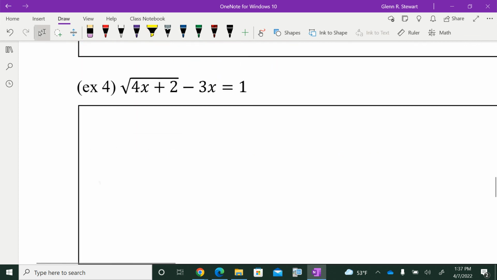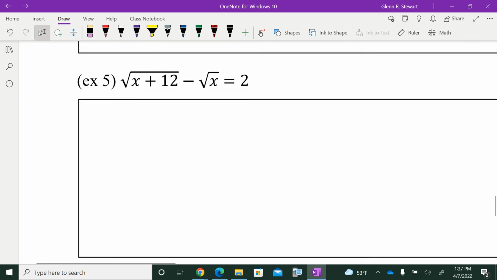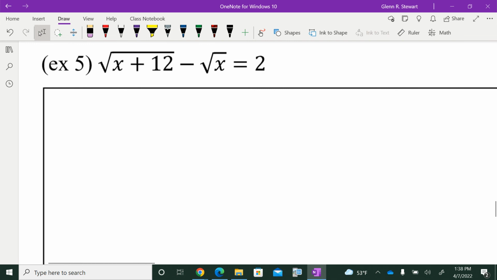Okay, we're going to go to number 4. We're going to skip example 4 right now. I want you to try example 5. Try it on your own. The only thing that I'm going to say is before you do it, add the square root of x over to the other side. You can work with a partner on it.